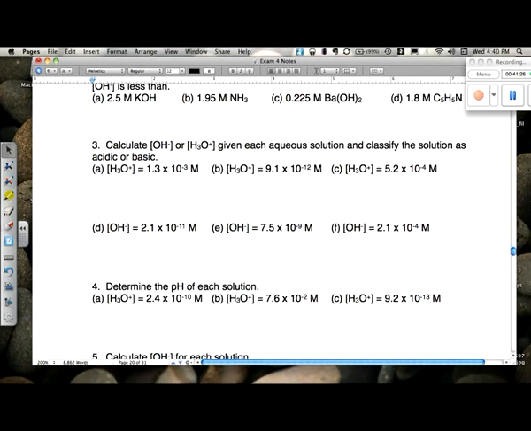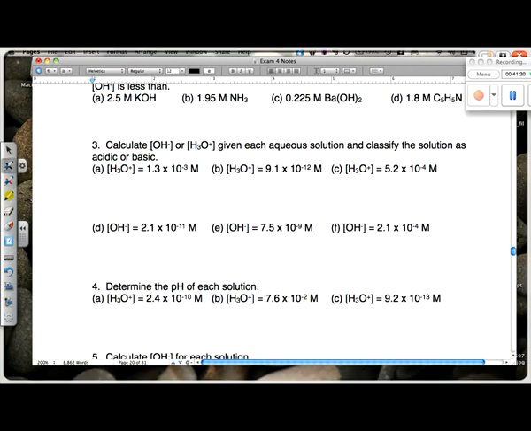Okay, so A, 1.3 times 10 to the minus 3, that is greater than 10 to the minus 7, so A is an acid. B, this is much smaller than 10 to the minus 7, 10 to the minus 12, so this is a base. And in C, this number here is greater than 10 to the minus 7, so this is an acid. All right.